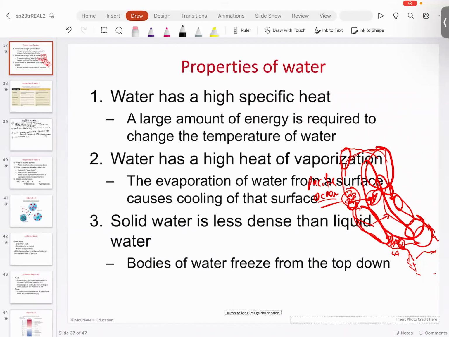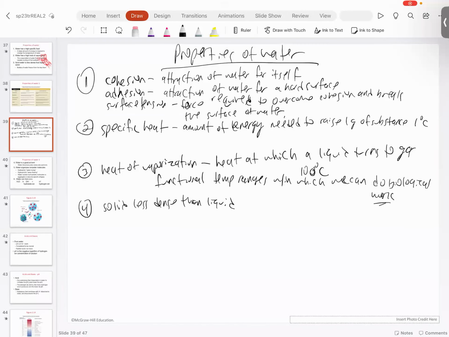solid? This business about the solid being less dense. So essentially, this right here is crazy talk. This is heresy. Why? Well, let me show you what most things do. What are the three states of matter? Solid, liquid, gas.